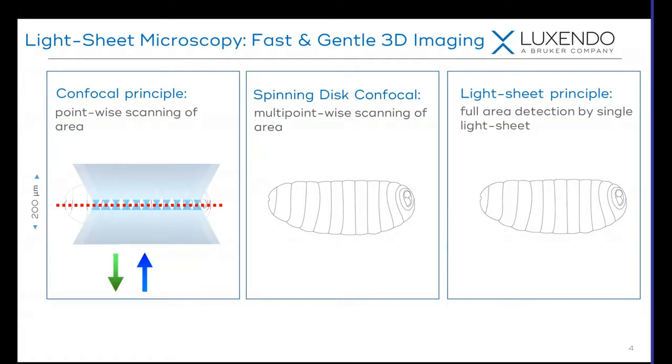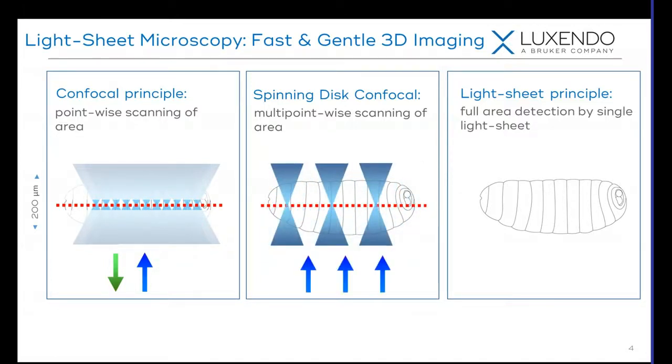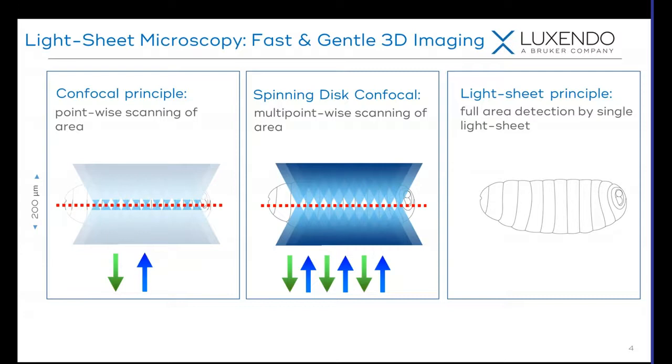Spinning disk, we get a little bit of speed from this by parallelizing the excitation using multiple beams from a disk of pinholes and parallelizing the detection by using a camera, but the same drawback applies. We excite the entire embryo while only letting a certain subset of that make it to our detector as determined by the disk of pinholes.